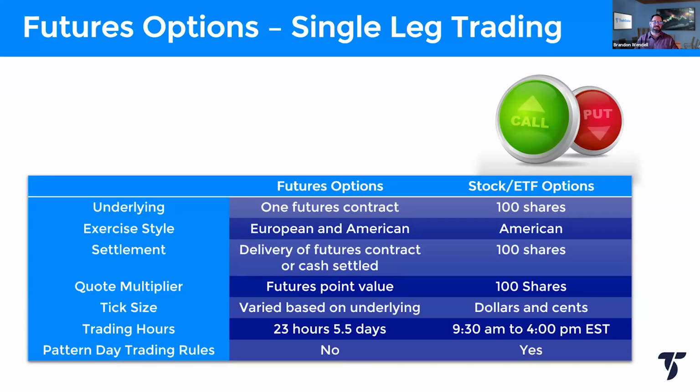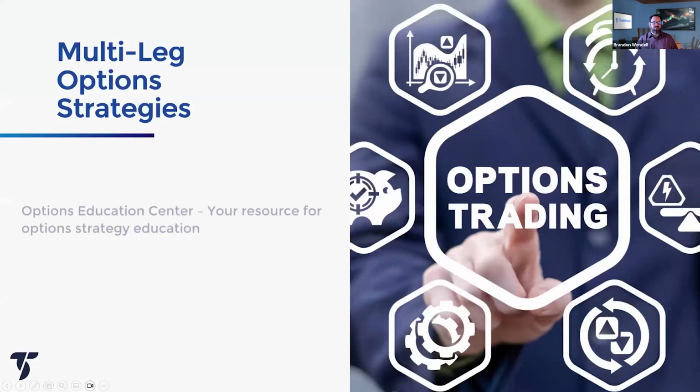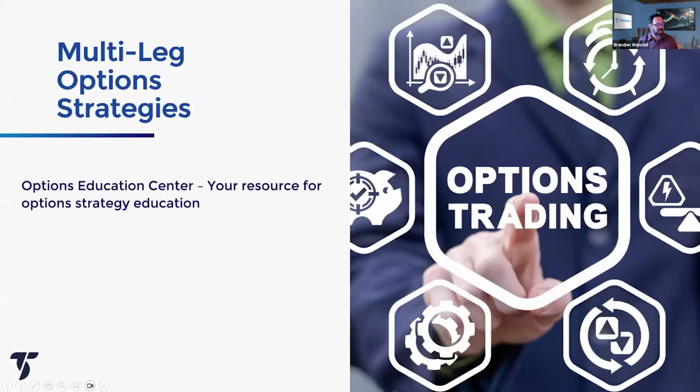With the stock market and the stock options, you can only trade those during regular trading hours from 9:30 a.m. to 4 p.m. Eastern. And pattern day trading rules don't apply to futures, nor do they apply to the options on those futures. So we can apply the same sort of strategies that I mentioned.